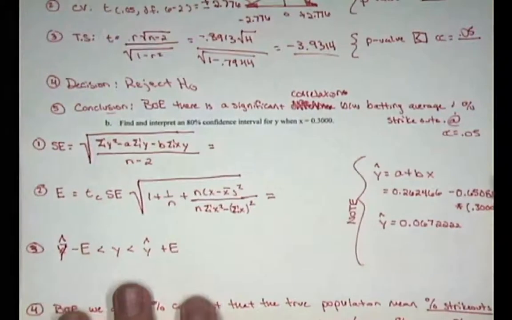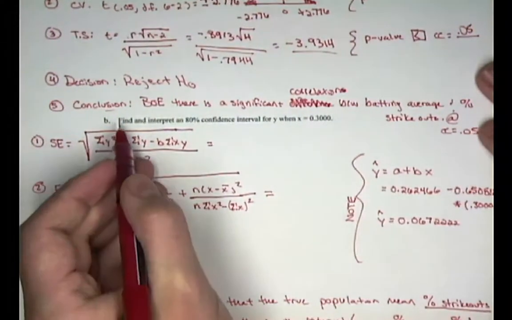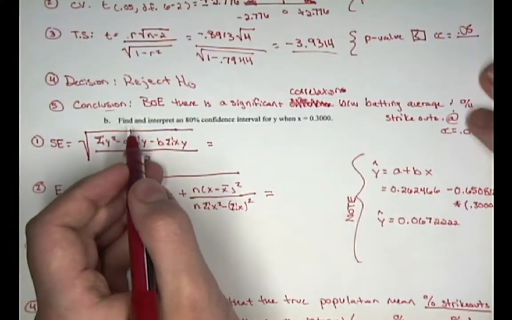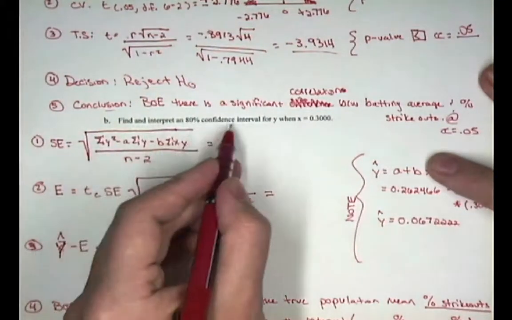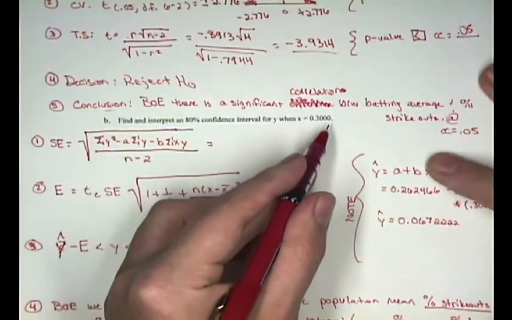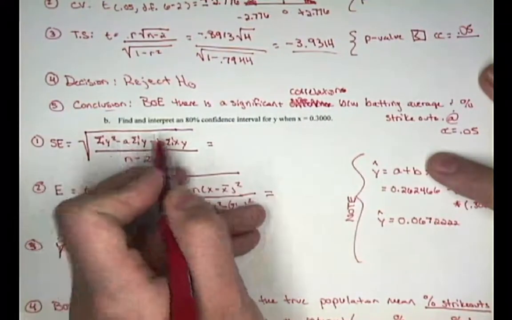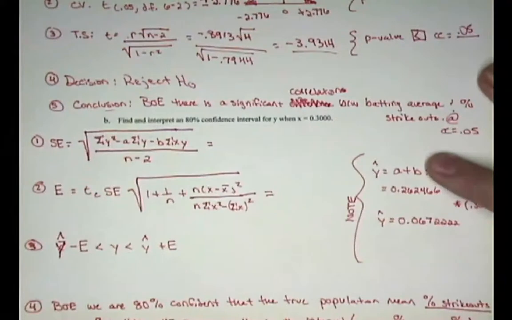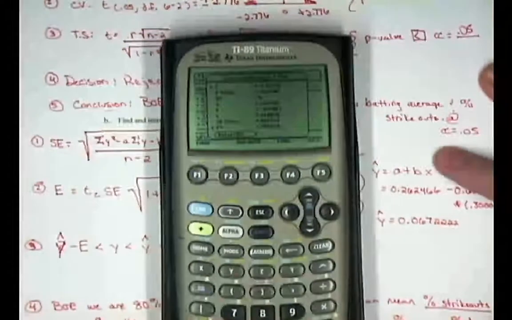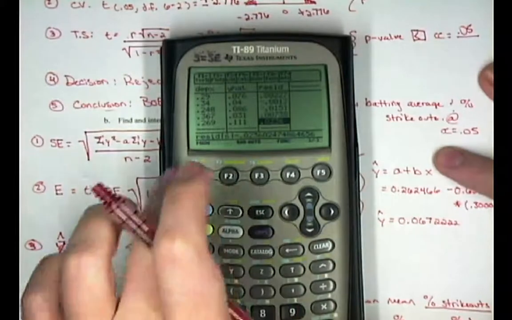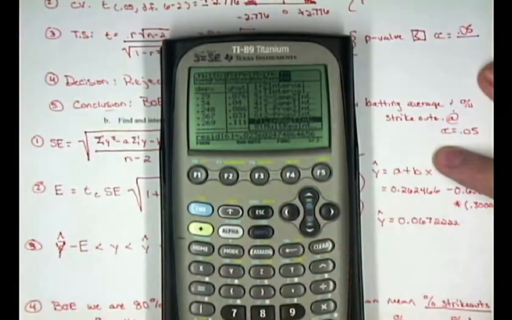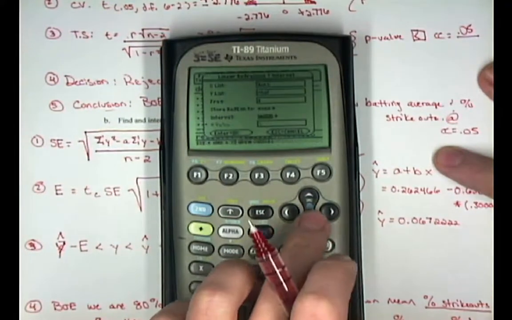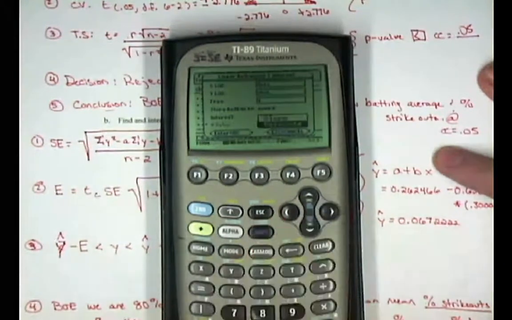Now, if you wanted to do a prediction interval to go along with your hypothesis test, like this problem asks of us, find and interpret an 80% confidence interval for y when x equals 0.300. This is a prediction interval, and this TI can do one of those very easily. If you have it, you would just go to F7, and you would go down to LinRegTInt, and when it says interval, you would pick response.